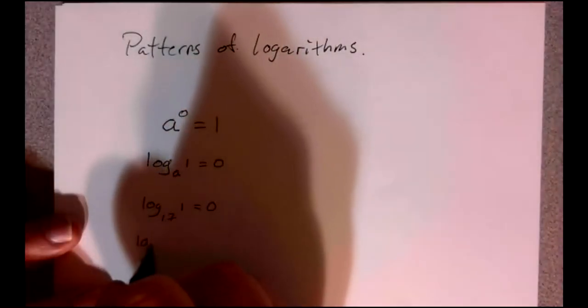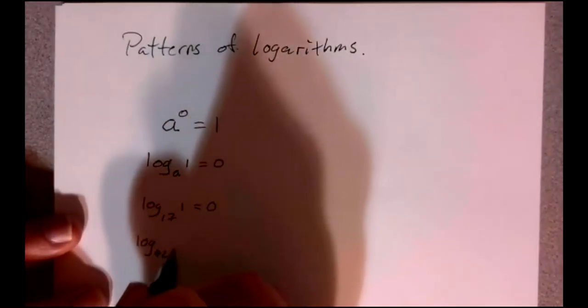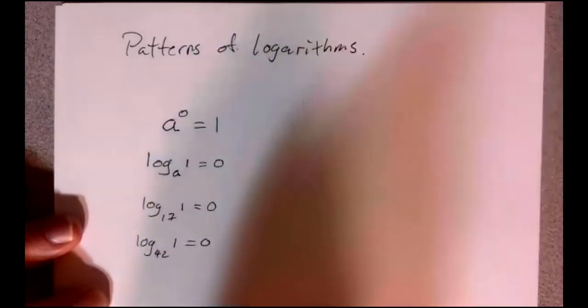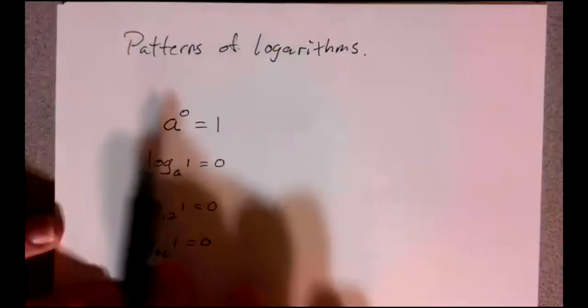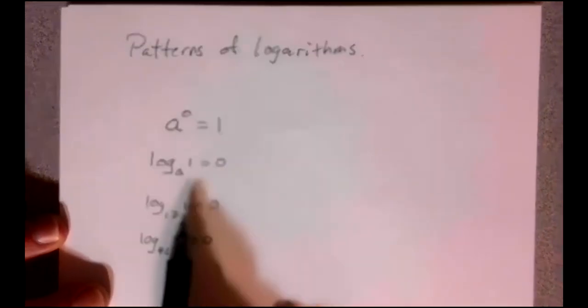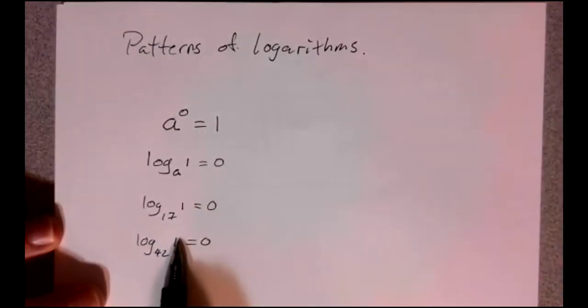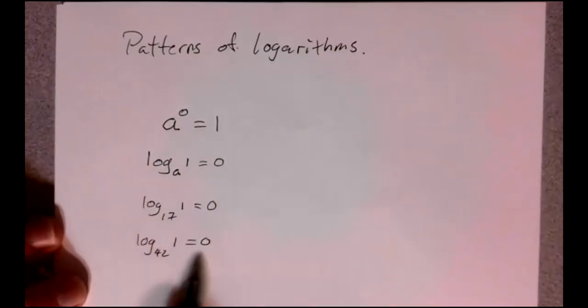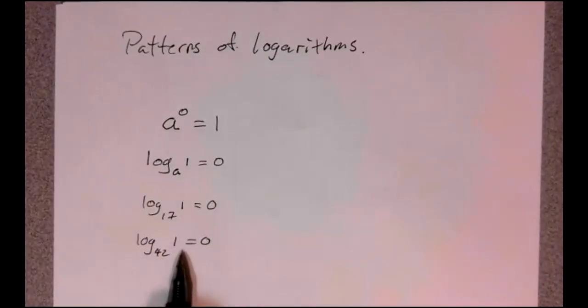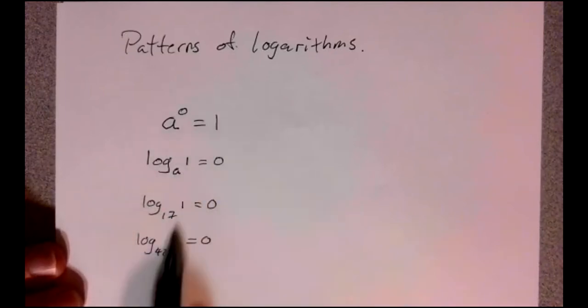And I can play this game all day. Log base 42 of 1 equals 0. Anytime I have a 1 as my argument, the whole logarithm is going to be set equal to 0. This particular pattern saved me a ton of headaches in college algebra and calculus.